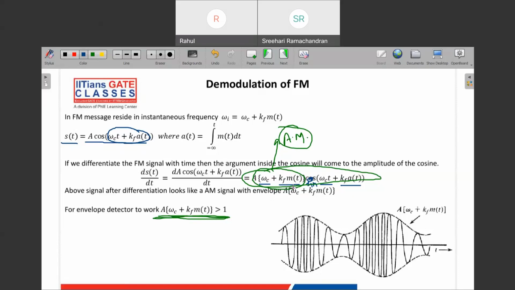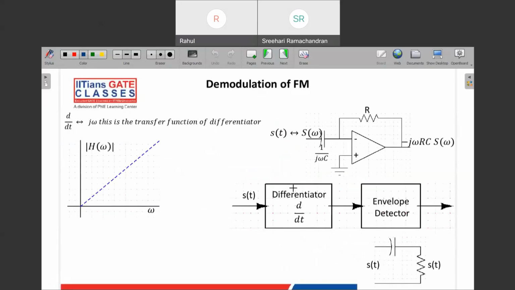Let me go to the next slide then. So I have just taken the differentiator circuit here. A differentiator in the time domain becomes multiplication by j omega in the frequency domain. If you have gone through the analog classes, this is one example of a differentiator. This circuit is actually the differentiator, and you can implement the differentiator with the help of this circuit.